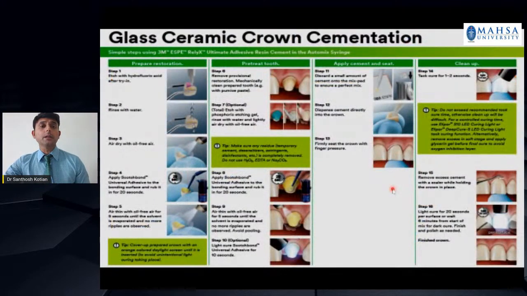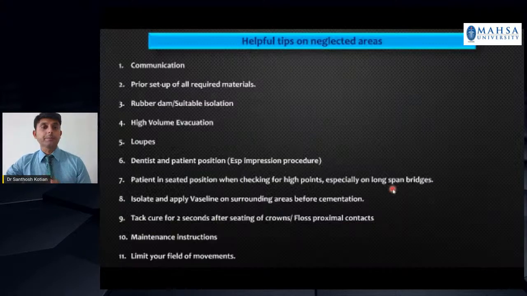Likewise for glass ceramic, like I said, if it's an Emax, then you just need to treat the inside surface of the crown with hydrofluoric acid and silicon coupling agent. And then if required, you etch and bond the tooth. If not required, it's okay. You can directly cement and then light cure.